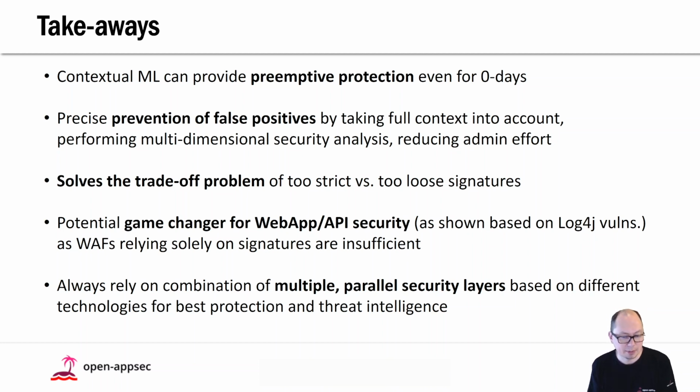By doing it this way, openappsec also solves the trade-off problem that we saw with regards to having too strict versus too loose signatures. And this actually makes it a game changer for web application and API security, as you've seen based on the Log4j vulnerability examples, because as we've seen, if a WAF solution is just relying on signatures and not involving any additional measures like machine learning, then it's insufficient and it can never really provide true 0-day protection at all.